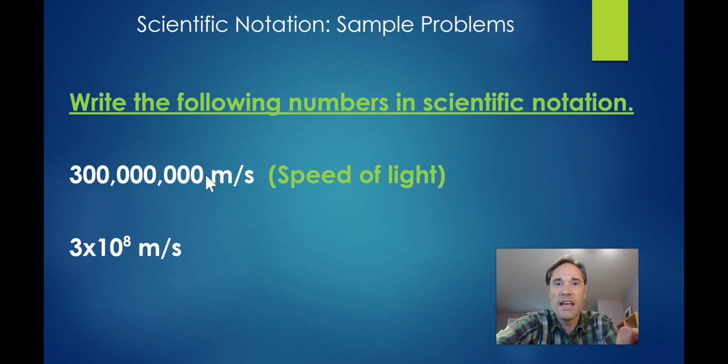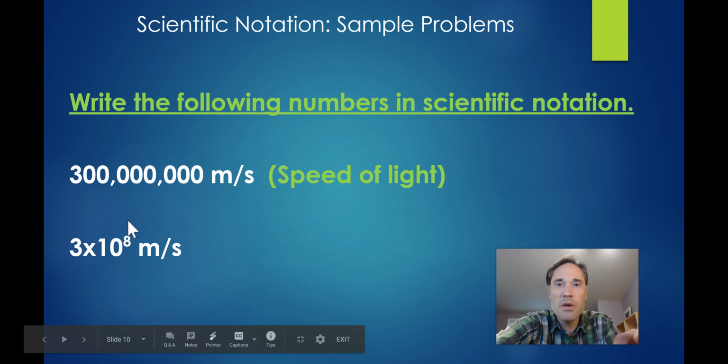I'm going to move it 1, 2, 3, 4, 5, 6, 7, 8. And I'm going to have it be a positive 8, because to go from scientific notation and put it back in the standard notation, I'm multiplying by 10 a lot of times to get the number to be bigger. So now I've got 3 times 10 to the positive 8, and that's the speed of light.